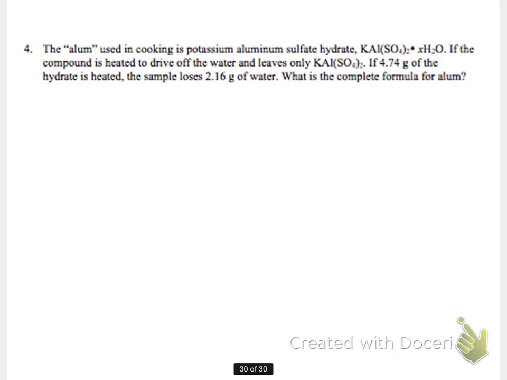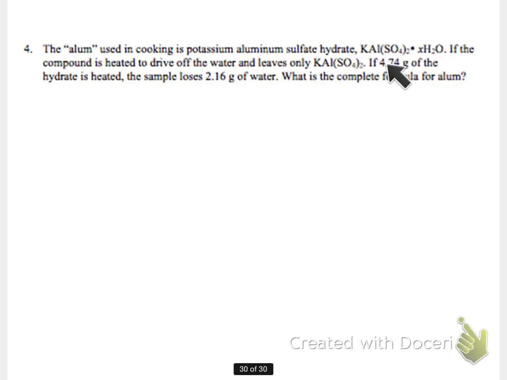Last one is alum, aluminum sulfate hydrate. Pretty complicated formula. It's got potassium and aluminum and sulfate. So make sure that you are really careful when you calculate its molar mass. Again, we're given lab data. We've got 4.74 grams for the hydrate, which is everything together. And here we're told that it loses 2.16 grams of water. So we're given the mass of water, and the difference is going to be the mass of the aluminum sulfate.